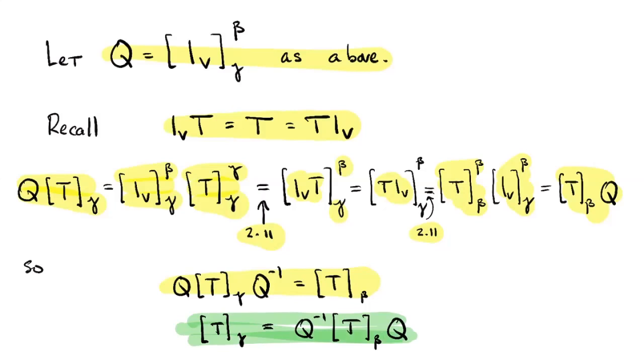If I was given the matrix of T in the beta basis, how do I construct the matrix of T in the gamma basis? Well, I construct Q as above, and I multiply that matrix of T in the beta basis in this order: Q inverse, T's matrix in the beta basis, times Q. Okay, so this matrix Q, this change of coordinates matrix, it changes coordinates on the vector level, it changes coordinates on the matrix level. Nice.